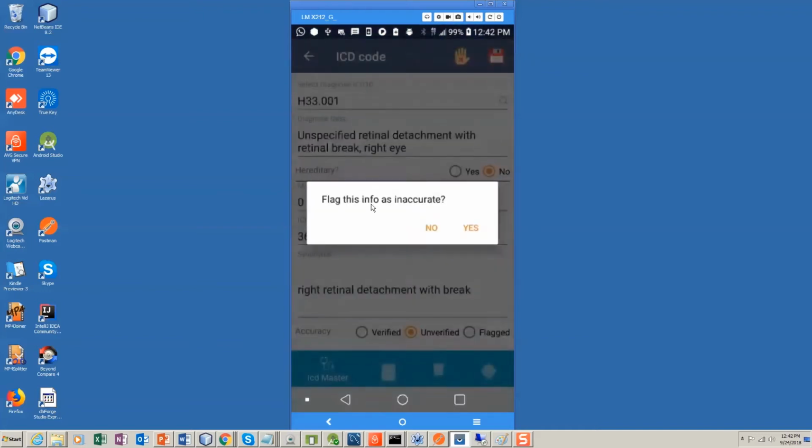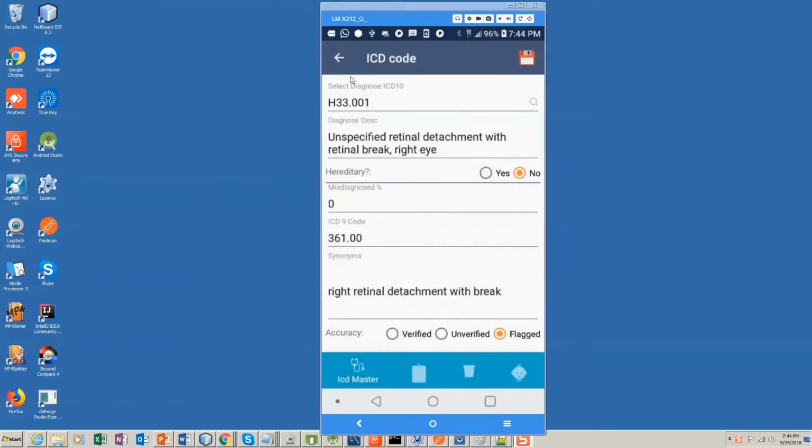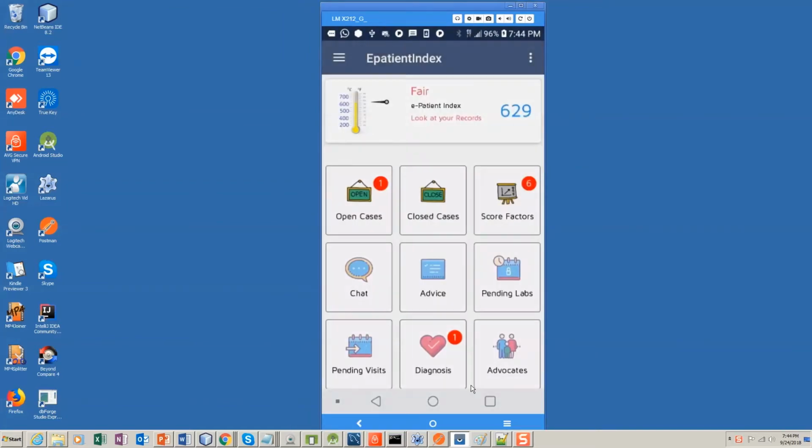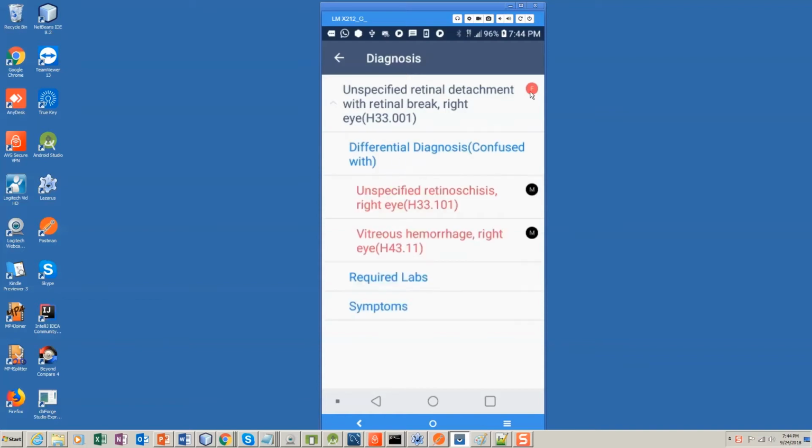Here you can flag the info if you think it is inaccurate, and then some admin will enter with superpower. You will see here that it's flagged with that red F, so that you know there's a possibility that information provided by another patient is not accurate and you don't use it.